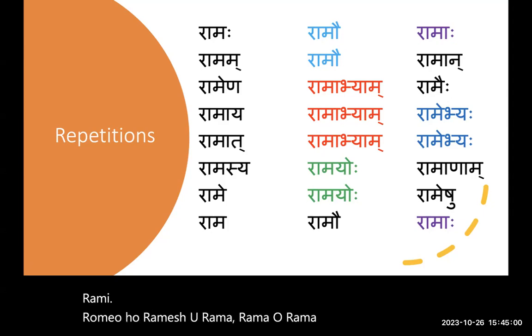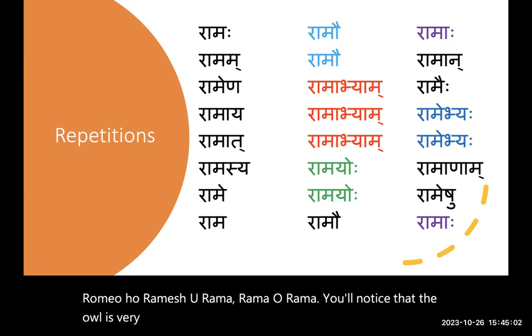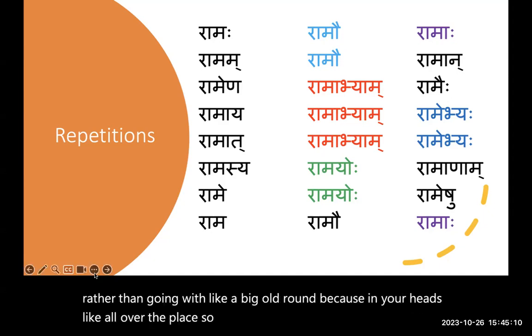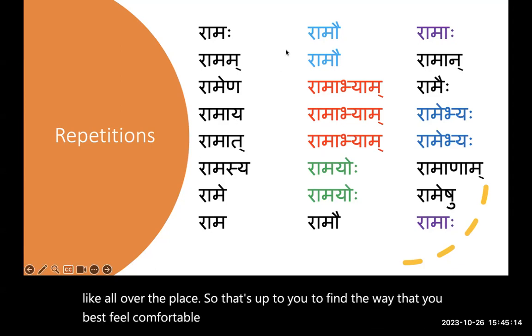You'll notice that the au is very short. It almost sounds like an O, but it kind of helps you rather than going with like a big old wow, because your head's like all over the place. So that's up to you to find the way that you best feel comfortable.